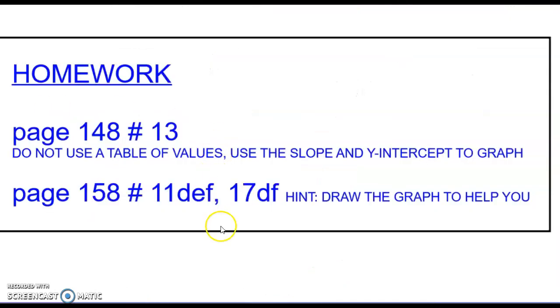So I'd like you to practice page 148, number 13. I do not want you to use a table of values. I want you to plot the y-intercept and then use your slope to find your second point in order to graph your lines. Okay? Page 158, numbers 11 and 17. There's a hint for you. Draw the graph to help you determine the answer there.